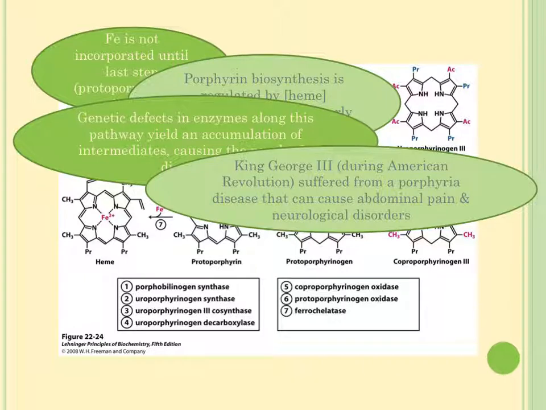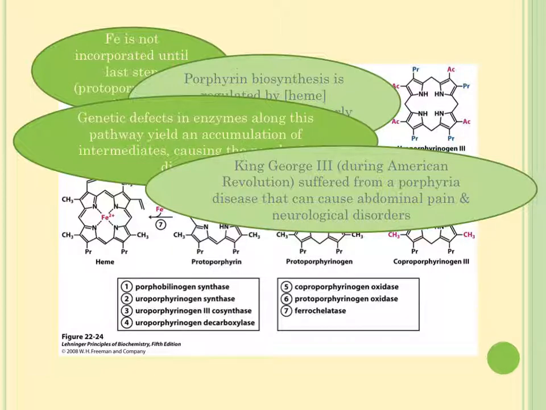Okay, so King George III, by the way, for those who are history aficionados, I was going to say Nets aficionados, he's the British king during the American Revolution. He suffered from a porphyria disease. It caused abdominal pain, it caused neurological disorders. They had problems with iron metabolism.